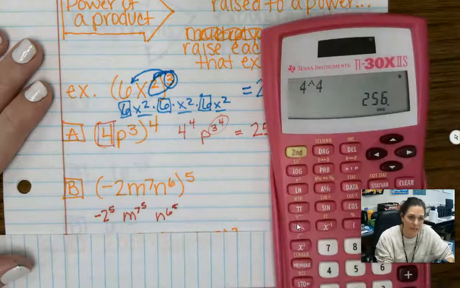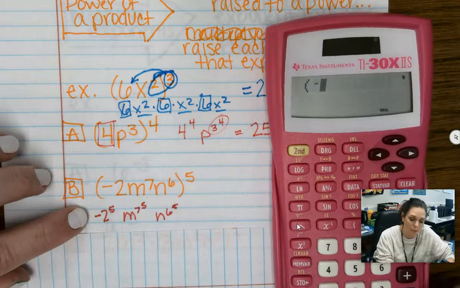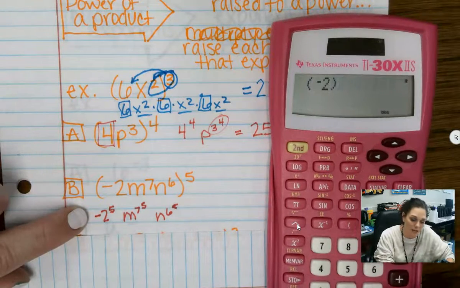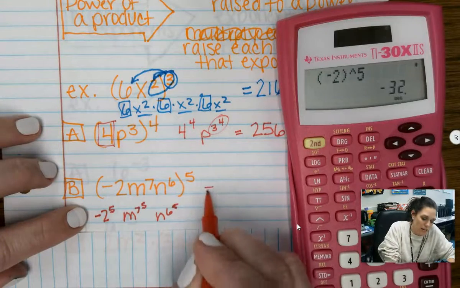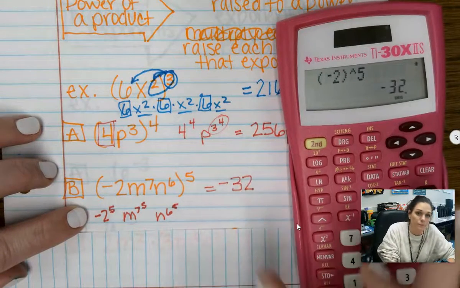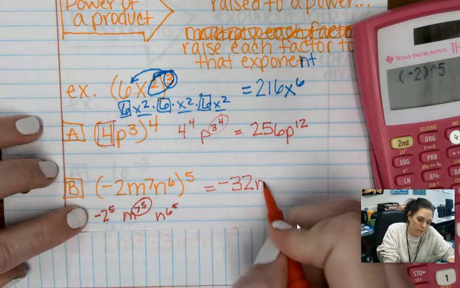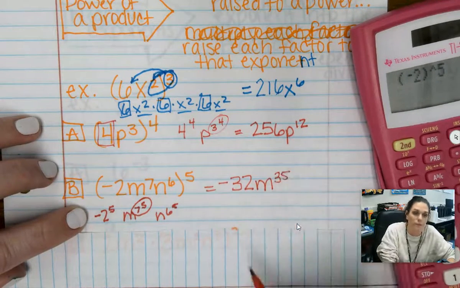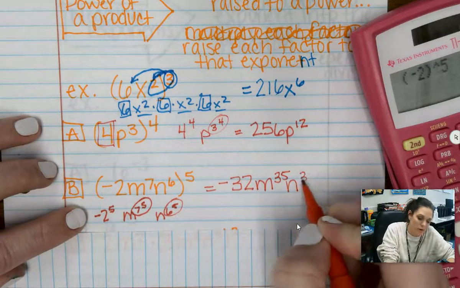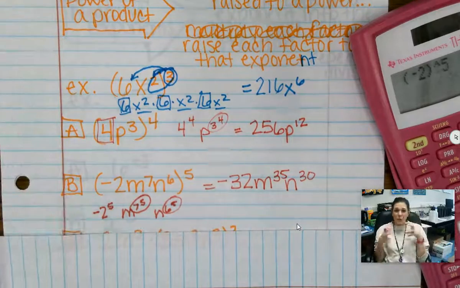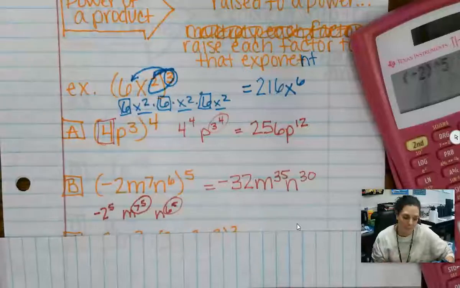So again, I pick up my handy dandy calculator. If you're going to put -2 in your calculator, please make sure you are wrapping it in parentheses so that negative gets applied correctly. And we are raising it to the 5th power. So we get -32. Here, again, I have an exponent raised to an exponent. So that is m to the 35th. And we have 6 times 5, which is going to be n to the 30th. So although it looks complex, you're just applying each rule separately.